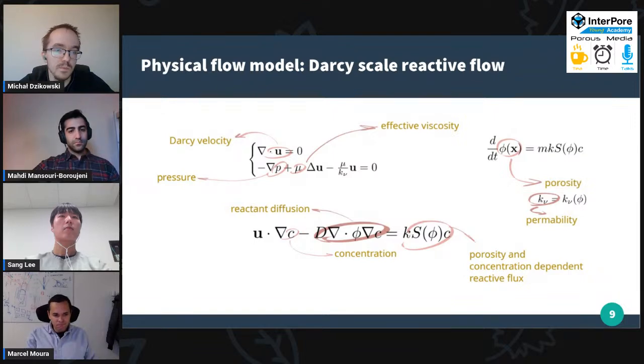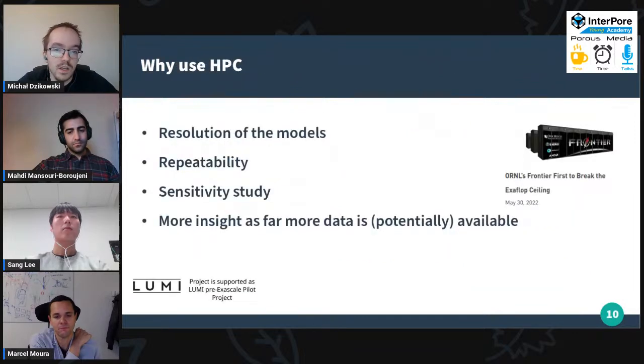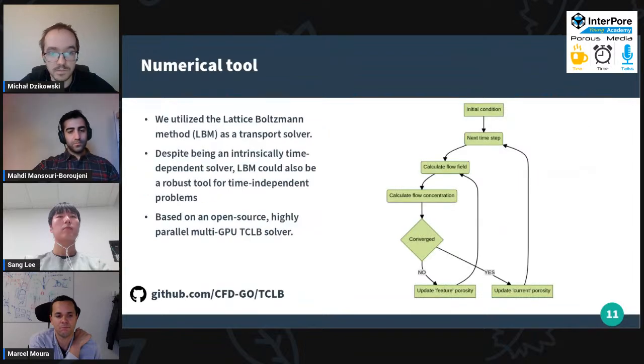equilibrated in time much faster than the evolution of porosity. So the evolution of porosity is the actual evolution in time. We use the LUMI supercomputer because we can do big models, we can repeat the simulations, we can do sensitivity studies. We didn't do that, but that's a possibility. And we have a lot more data, so the time resolution of the simulation is potentially much higher than the resolution you can get from the experiment in most CT machines.